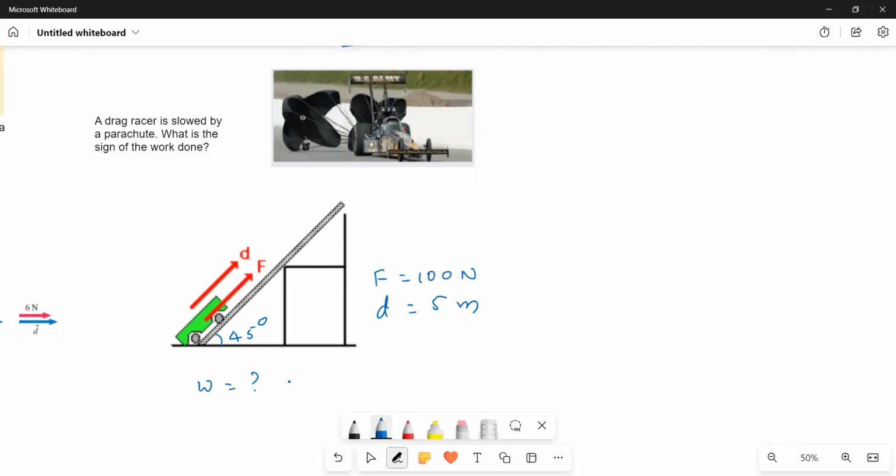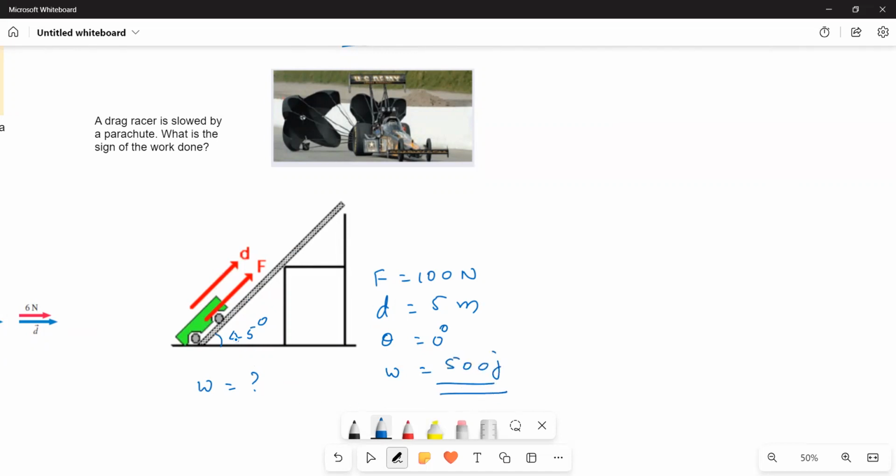Correct. Work done is equal to, theta is equal to 0 degrees here. Not 45 degrees, because the force and displacement are in the same direction. Theta is equal to 0 degrees. So work done is equal to 500 joules.